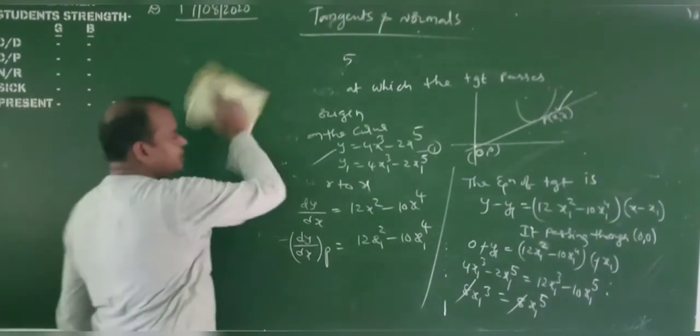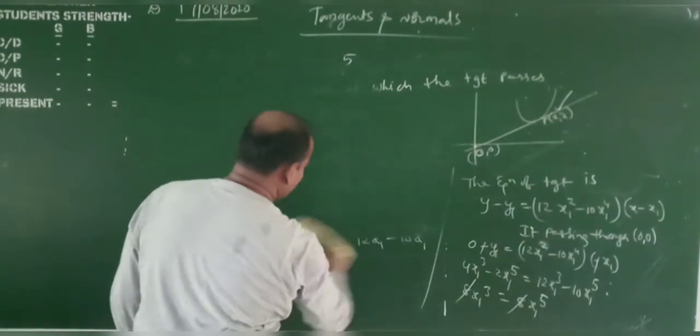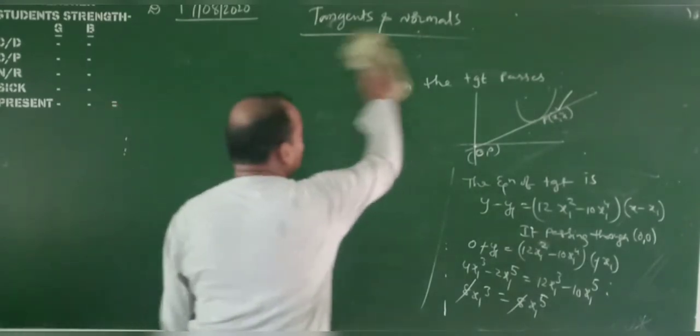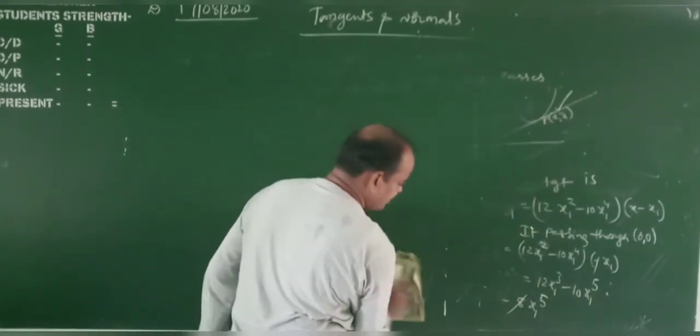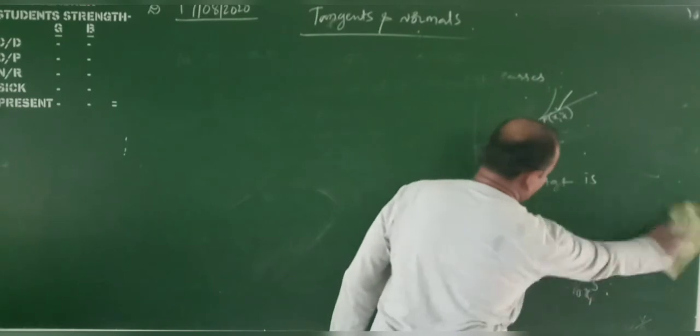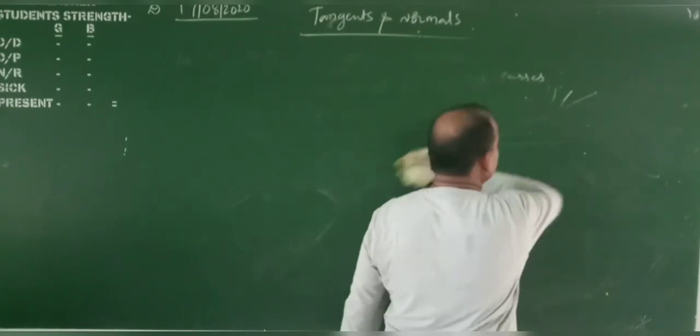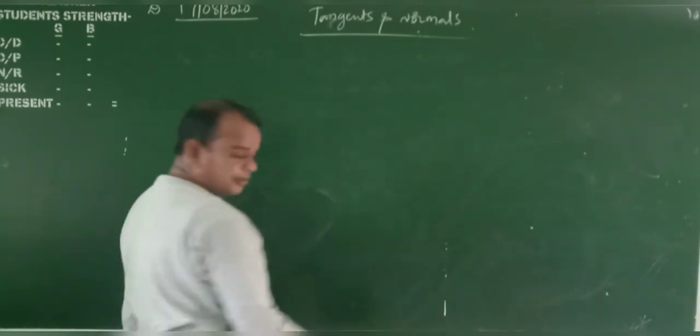Now we will go to the next. What does that mean? Angle between the two curves. Already yesterday I explained that one. Very important questions are coming. Angle between the two curves. How to find the angle between the two curves?